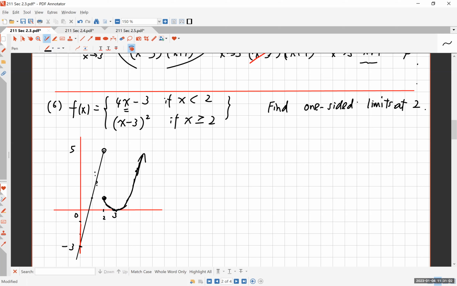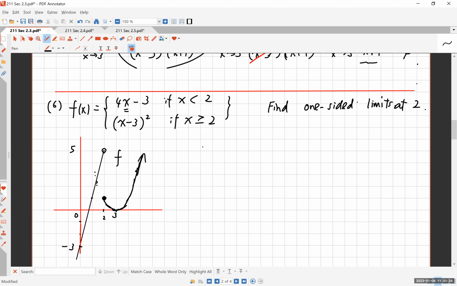We do have a black dot here at 2, 1, because when x is equal to 2, you have -1 quantity squared, which is 1. So the graph of this function looks like this. Remember, this is one graph, okay? And it's one function, f, which happens to have 2 parts, piecewise defined.